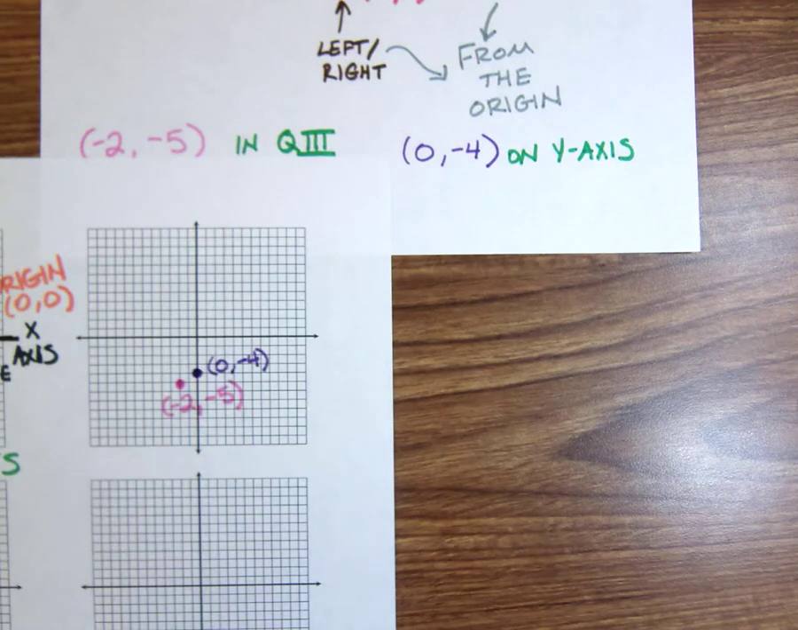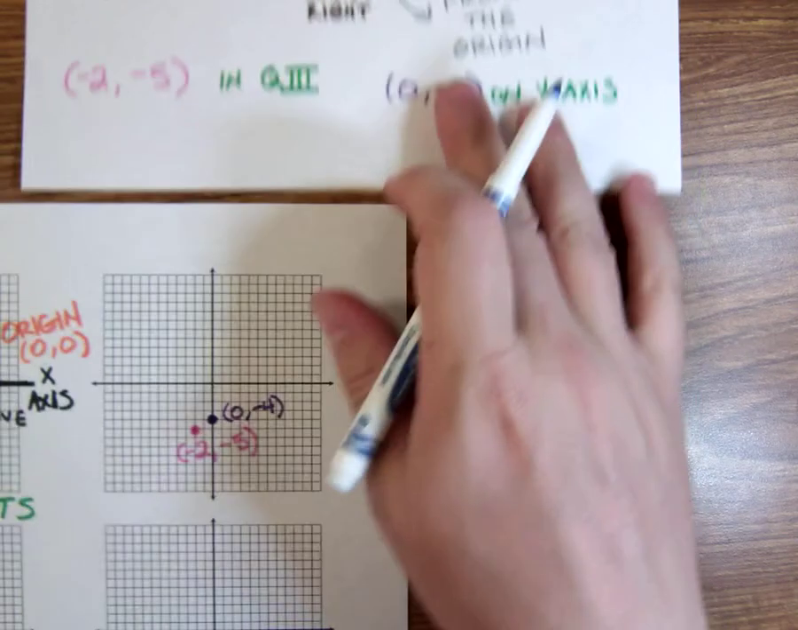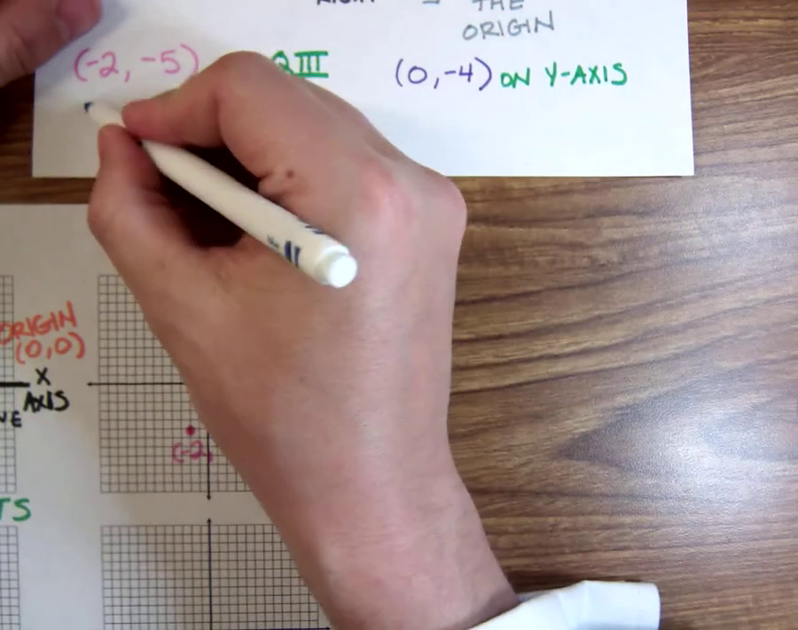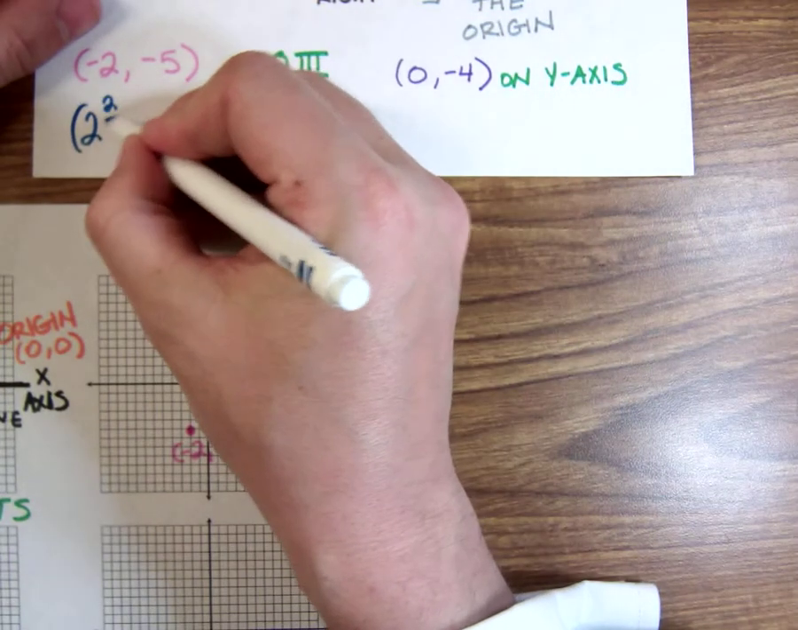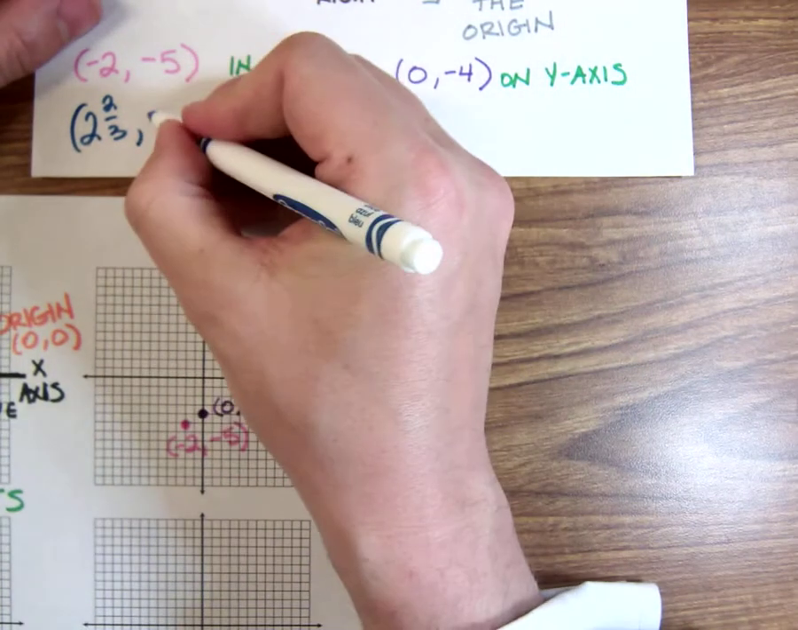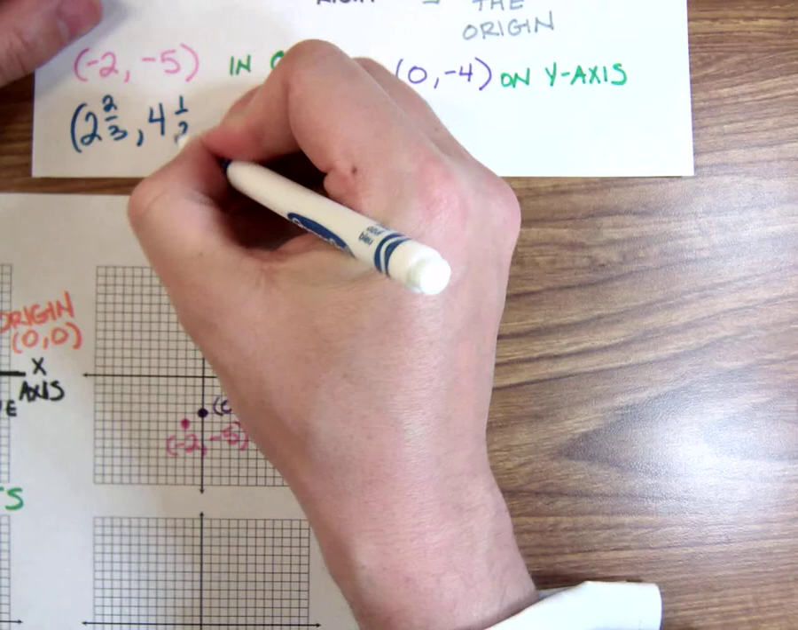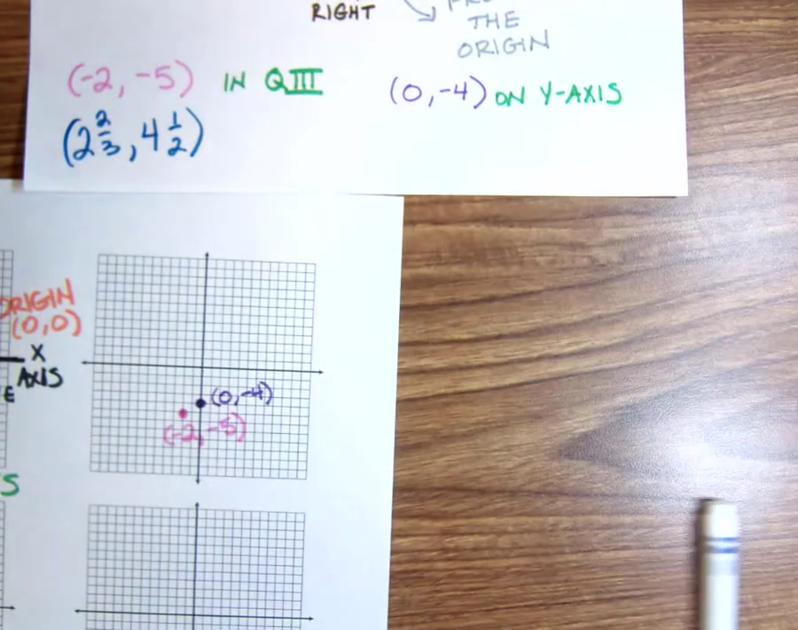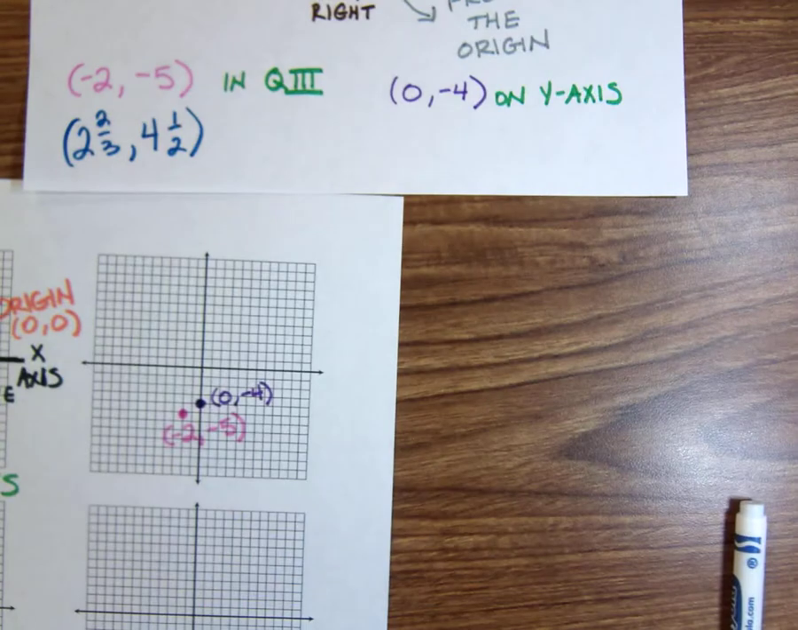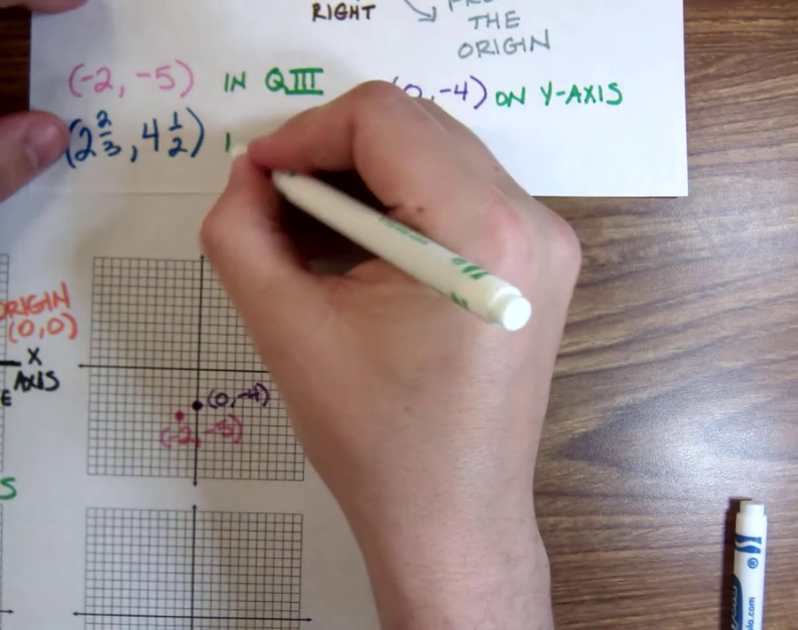All right, let me see if I can really bake your noodle. These are awesome. 2 2/3 and 4 1/2. Question number 1, which quadrant do we expect it to be in? Positive. Quadrant number 1, because they're both positive. That's exactly right.